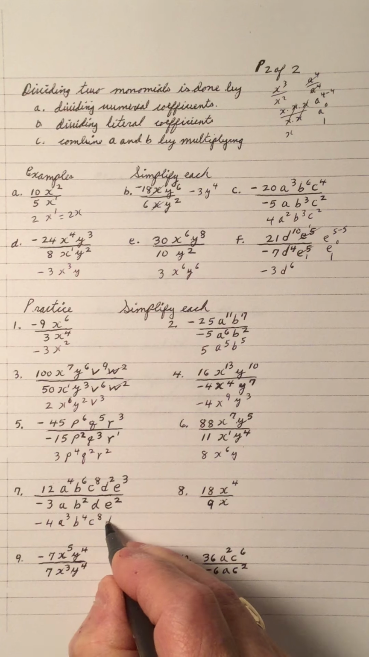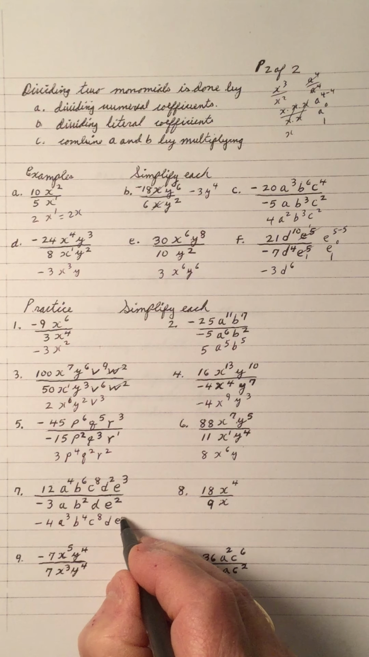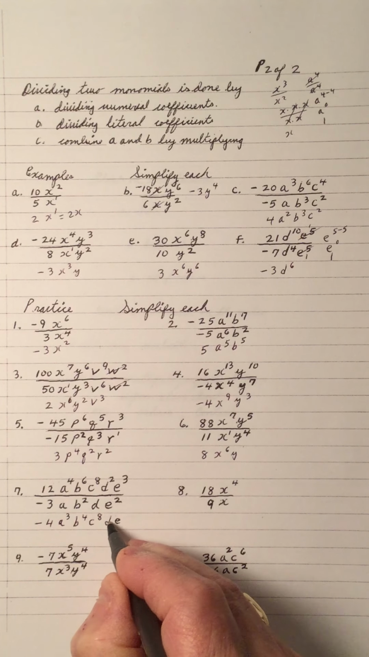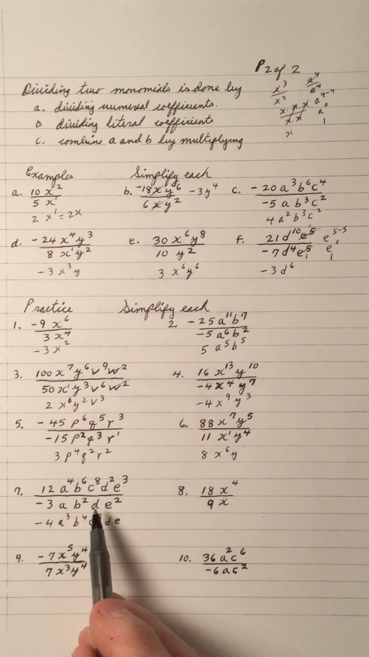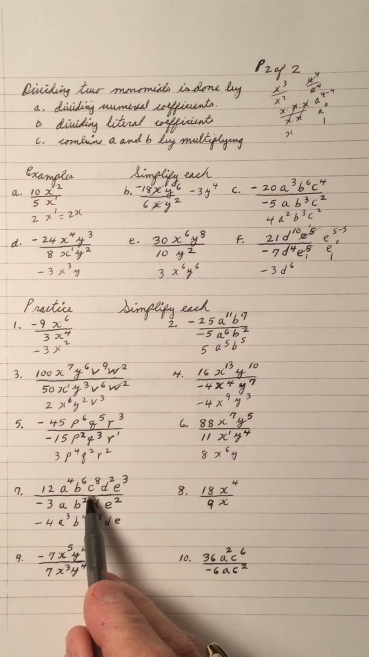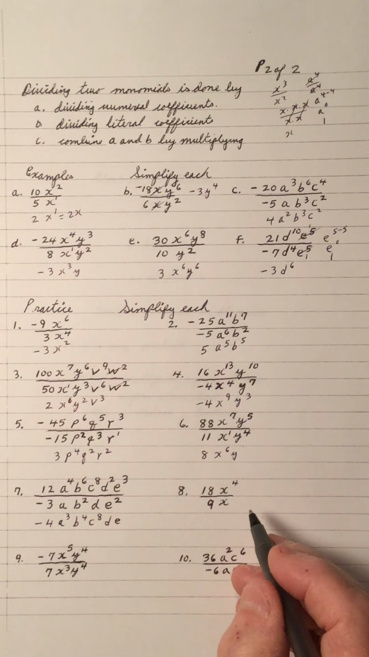D is 2 subtract 1 is 1. I won't put it in. And 3 subtract 2 is 1, but I won't put that in. I could put a 1 there and a 1 there, but you won't see it. Notice the C didn't change because there's none on the bottom to cancel out or to subtract from.